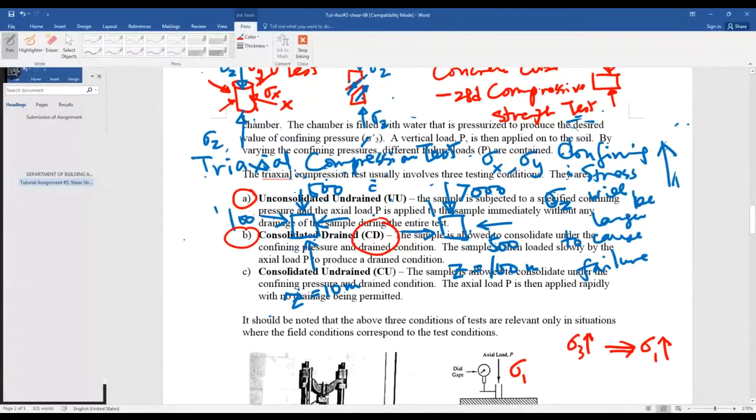Of course, you can also have the consolidated undrained test. Again, undrained, you do not allow the water pressure to escape. Anyway, in a lot of laboratory testing, we often employ the CD test.